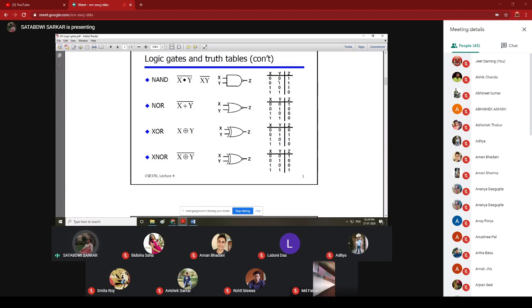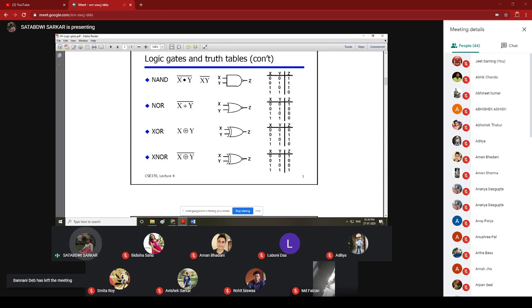Either it would be 0 0, or 0 1, or 1 0, or 1 1, and then the output. Suppose the first one, that is 0 0. So the value of x is 0, the value of y is 0. So 0 into 0 is 0. The complement of 0 is 1. Now 0 and 1: x has value 0 and y has value 1. So 0 into 1 is 0, and the complement of 0 is also 1.